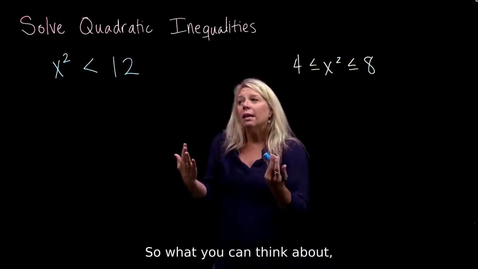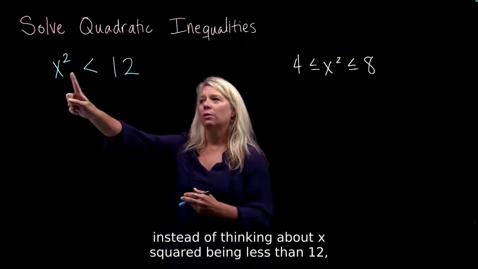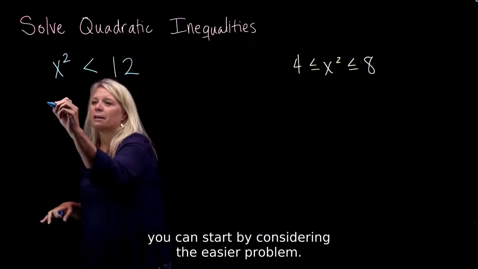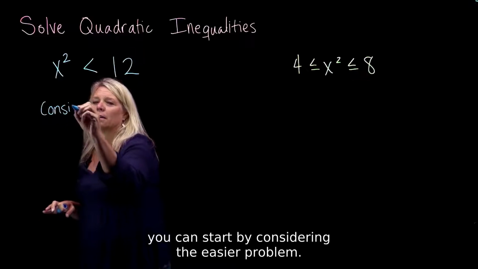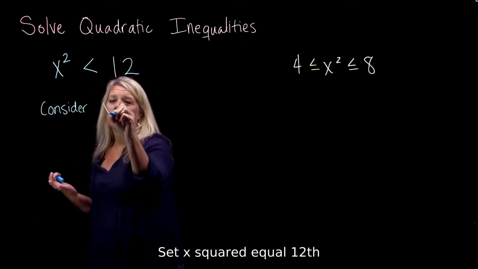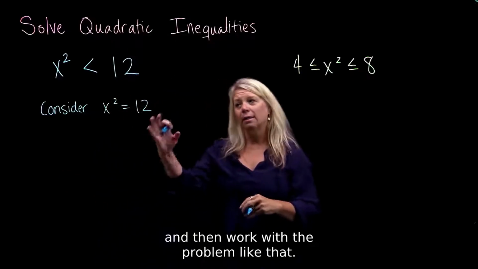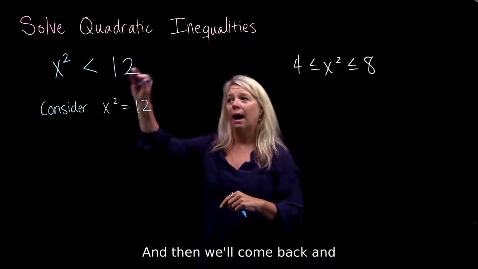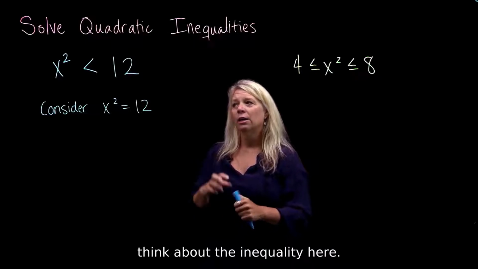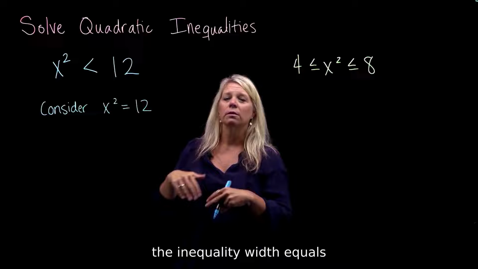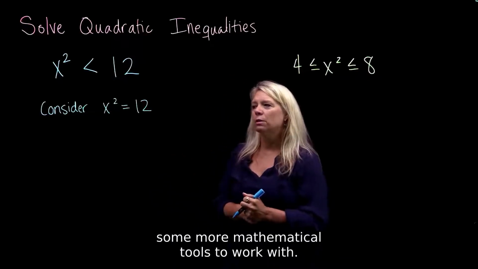So what you can think about, instead of thinking about x squared being less than 12, you can start by considering the easier problem, set x squared equal to 12, and then work with the problem like that, and then we'll come back and think about the inequality here. So you're essentially just replacing the inequality with equals just to give you some more mathematical tools to work with.